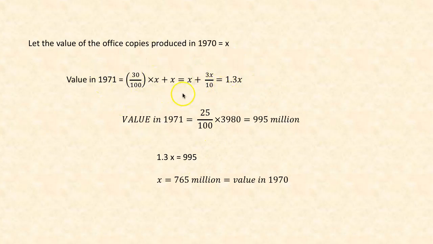Because as per our calculations, the value in 1971 is 30% more than X. And as per the graph, it is 995 million. So simplifying, we get X is 765 million. So the value of the copies produced in 1970 is 765 million. That would be the answer.